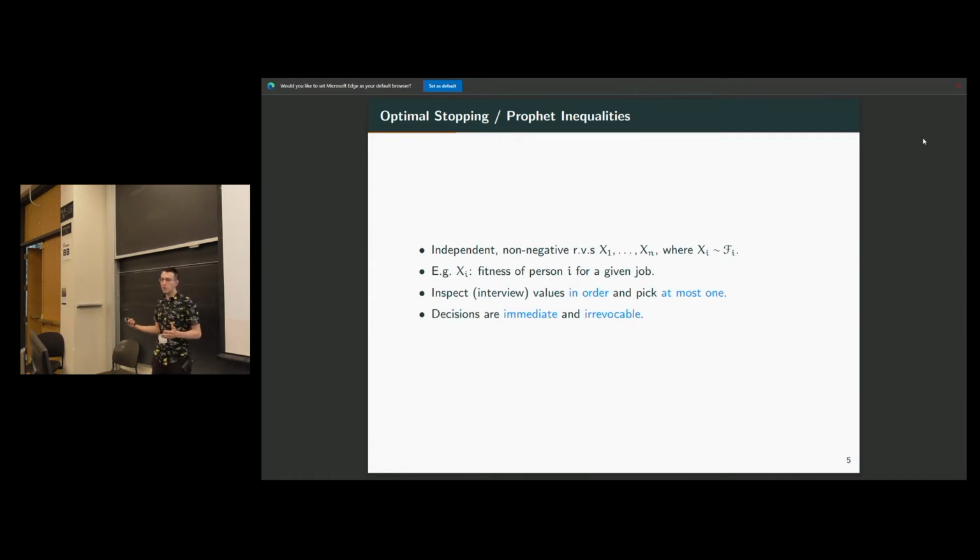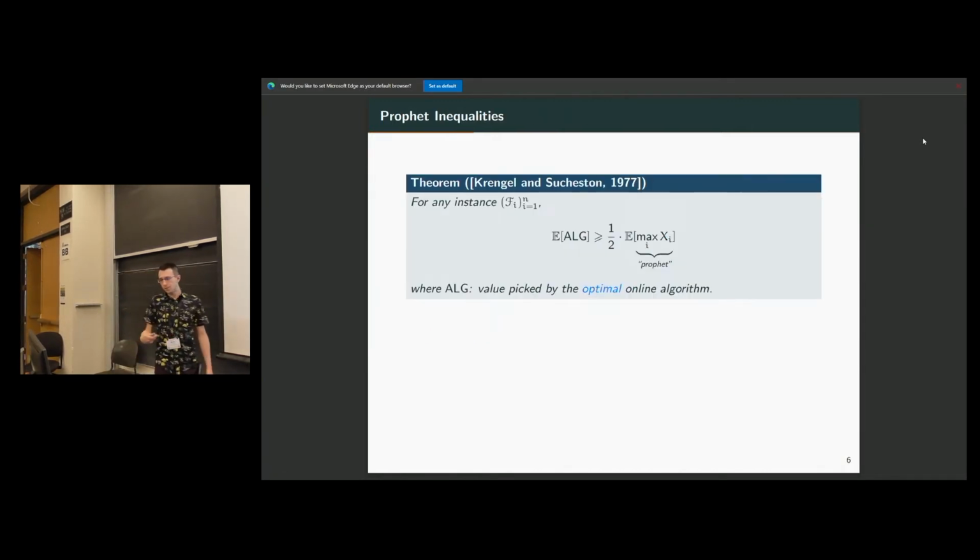And the catch is that you have to make a decision immediately. You cannot just interview all of them and then go back to choose the best one. So your goal is to maximize in expectation the value of the person you pick. And this is the standard prophet inequality. It was explained in previous sessions, but let me just briefly go through. So it says that for any particular instance, the optimal online algorithm that chooses one of those variables gets in expectation at least half of what a prophet would get, where the prophet is someone who knows all the variables.